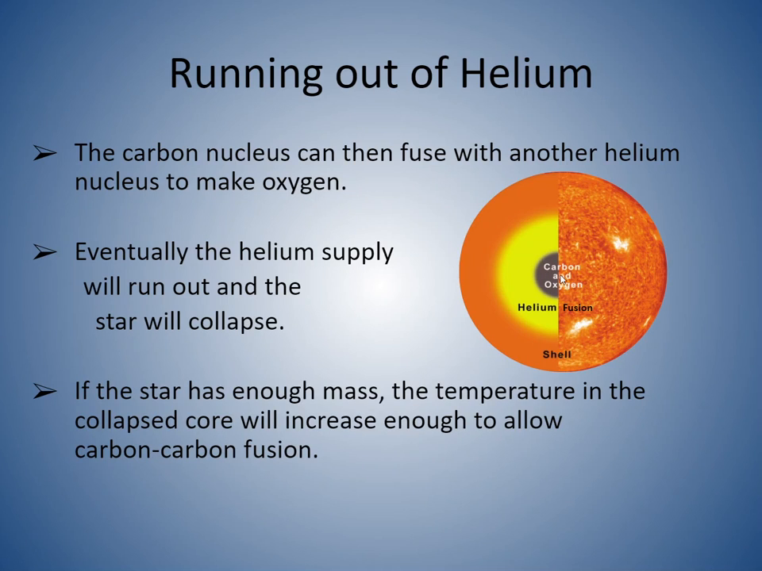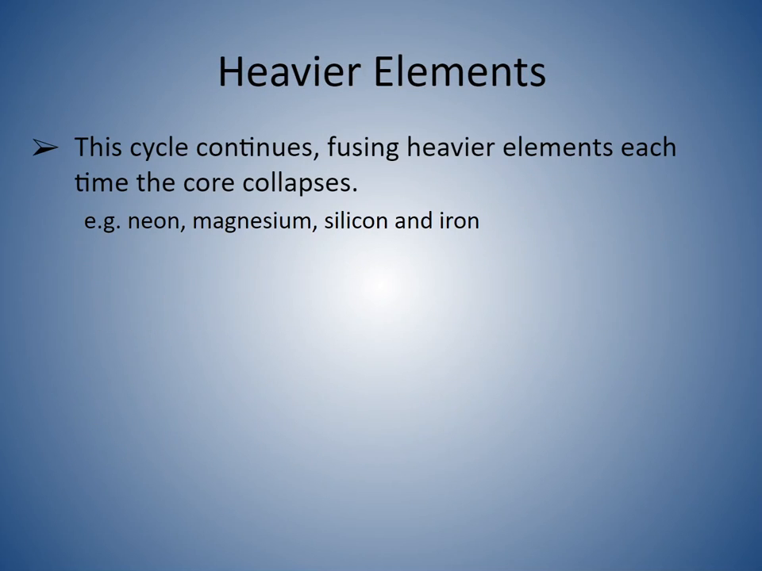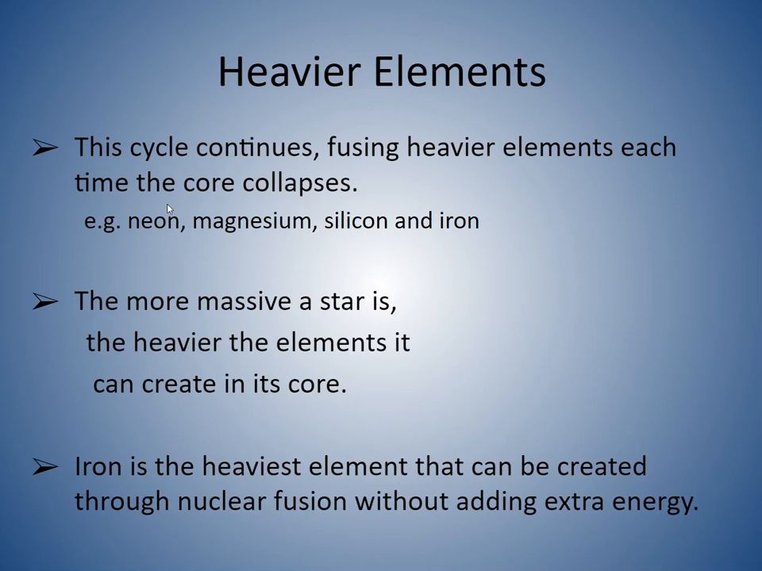Okay, eventually this stuff starts to run out though. So you get these different shells in a star, and it's all dependent on the mass of the star. If the star has enough mass, it'll continue to collapse and generate more heat. And if it has a high enough temperature, it'll keep fusing heavier and heavier elements. So you can see here, it can fuse up to neon, magnesium, silicon, and iron is kind of the stopping point here. Only the heaviest stars will fuse that.